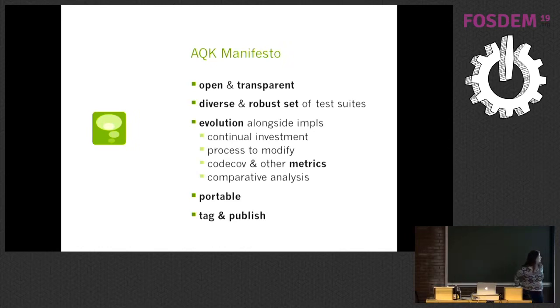So what is this quality kit from Adopt OpenJDK that I am calling it at the moment? It probably doesn't roll off the tongue, but I'm just saying ACK. These are the principles that guide us in our work at that project. I'm going to talk about each one independently, but essentially open and transparent, number one principle, and I'll say why later. Diverse and robust. Evolution, so that's got a whole bunch of points underneath it.